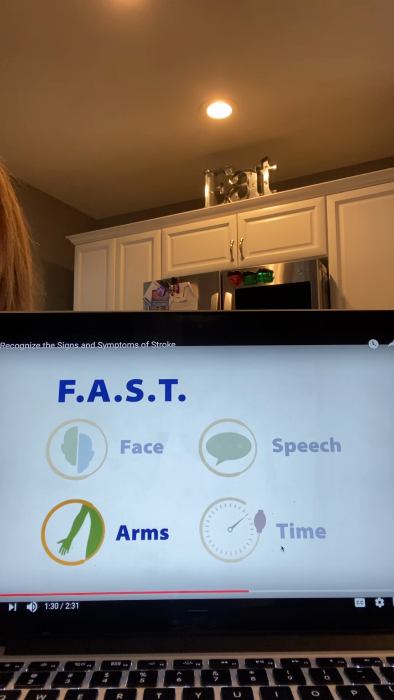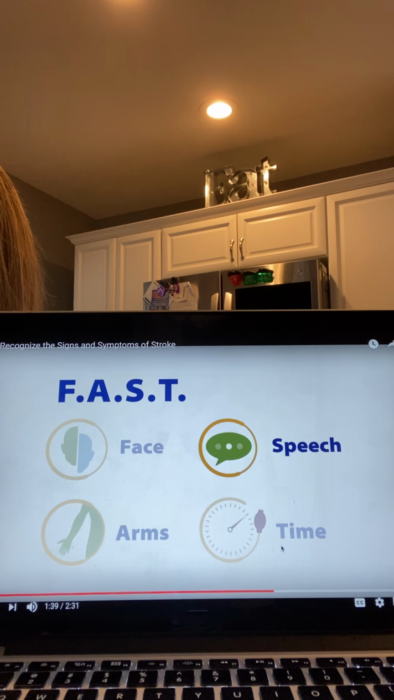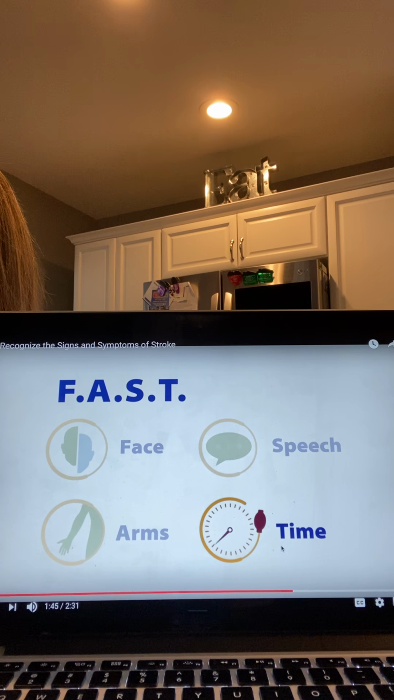A is for arms. Have the person raise both arms and see if one arm drifts downwards. S is for speech. Ask the person to repeat a short phrase and notice if their words sound slurred. And finally, T is for time. If you spot any of these signs, call 911 right away to get the person to a hospital fast.